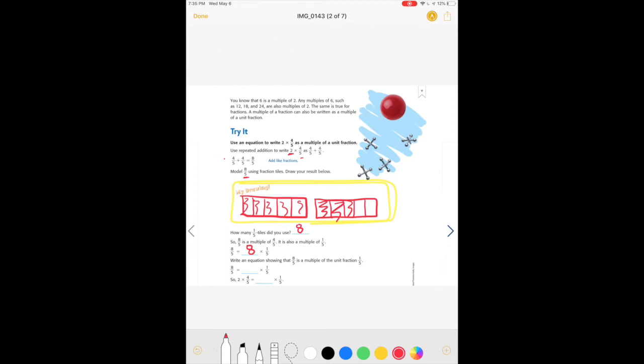Write an equation showing that 8/5 is a multiple of a unit fraction 1/5. So 8/5 is equal to 8 times 1/5. So 2 times 4/5 is equal to 8 times 1/5. They're the same thing. 2 times 4/5 is the same thing as 8 times 1/5. They are written differently, different numbers, but the same answer. They are equivalent.